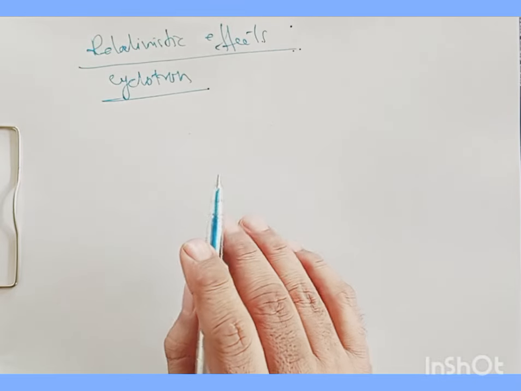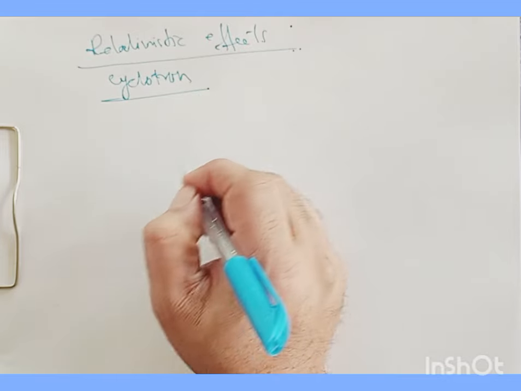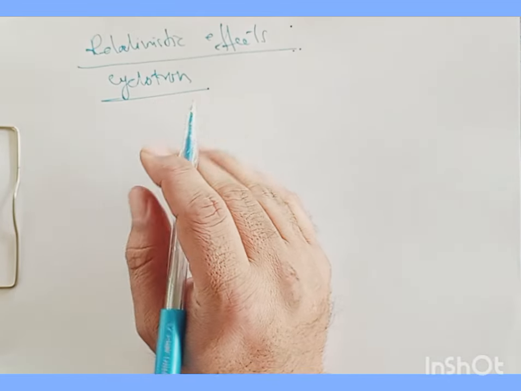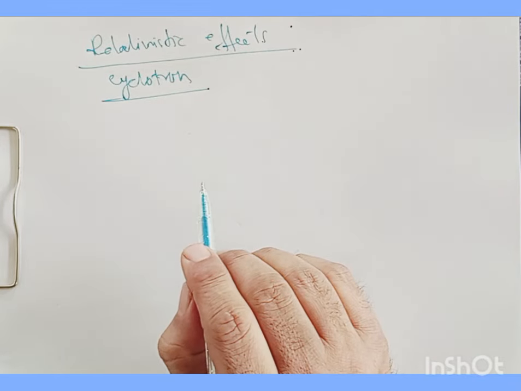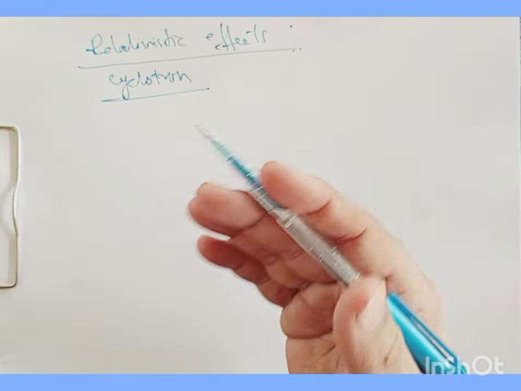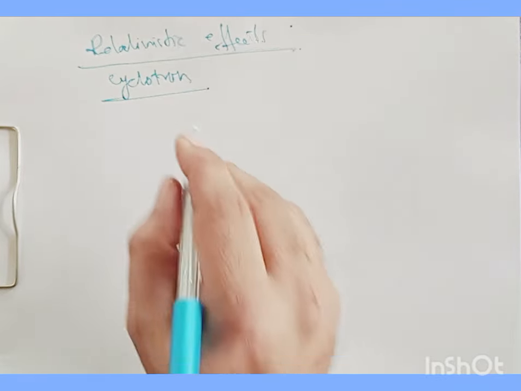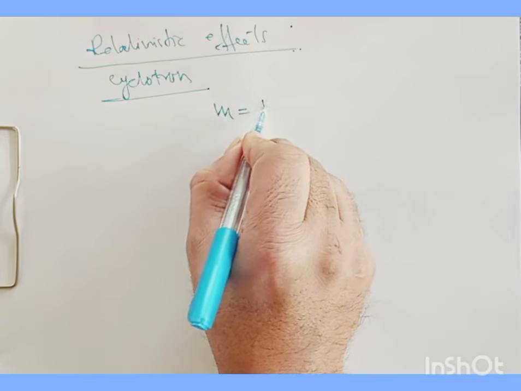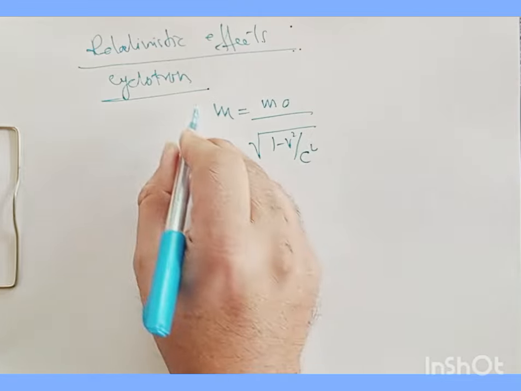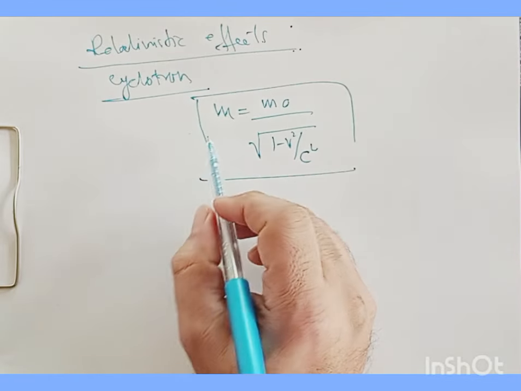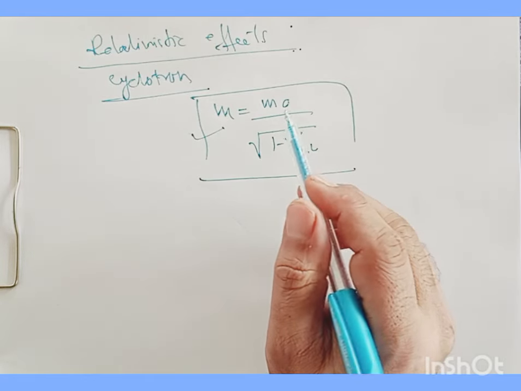And the maximum energies of the particle attainable using a cyclotron cannot be increased indefinitely by increasing the size of the apparatus, because of the relativistic increase in the mass of the particles. So we have m equals m naught by under root of 1 minus v square by c square, where m is the relativistic mass and m naught is the rest mass of the particle.